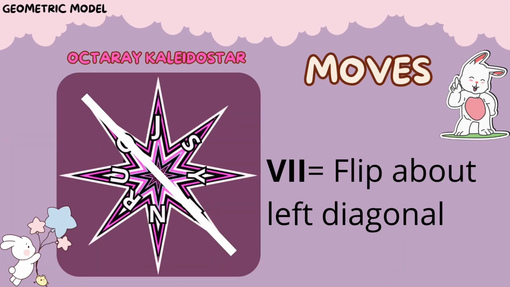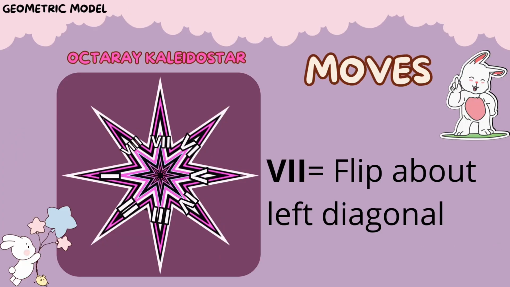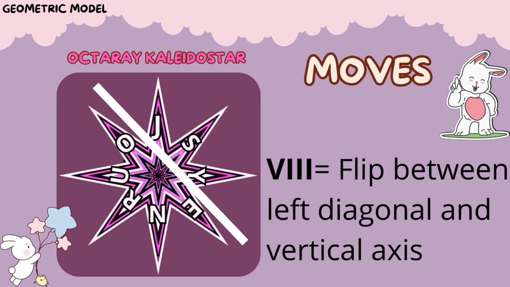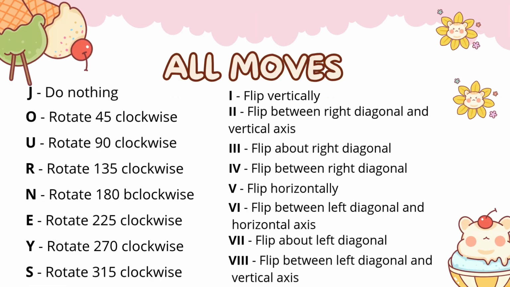And for number 7, flip about left diagonal. And then number 7 would be on the top. And for the last, we need to flip between left diagonal and vertical axis. And as you can see, the Roman numeral 8 is on the top. And here are the different moves that we have: letters J, O, U, R, N, E, Y, S, and numbers 1, 2, 3, 4, 5, 6, 7, and 8.